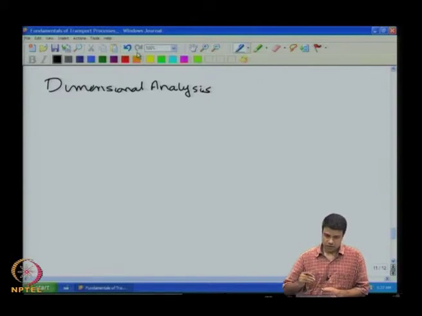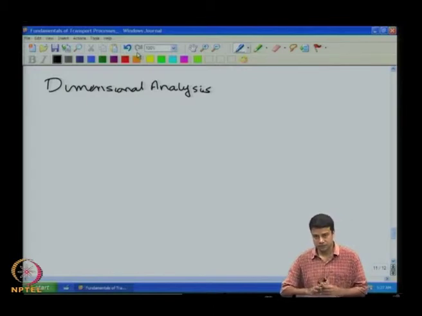In this course, in the subsequent lectures, we are going to look at how to get those relationships at every point within the flow. But first, I would like to go through dimensional analysis to show you how you get these quantities. How does one get empirical correlations?